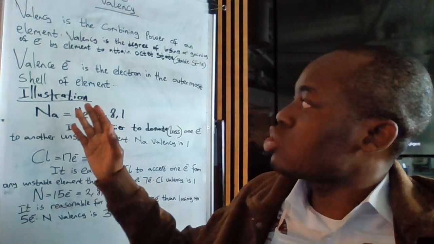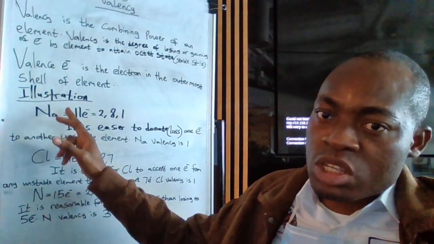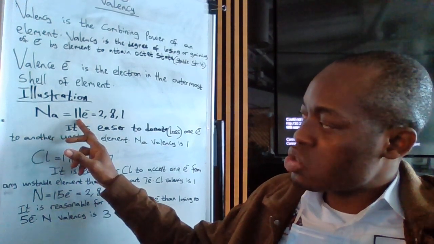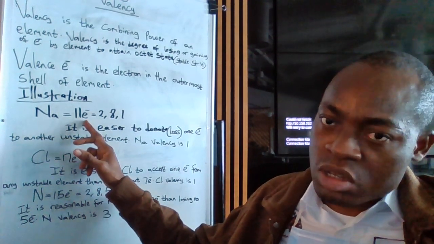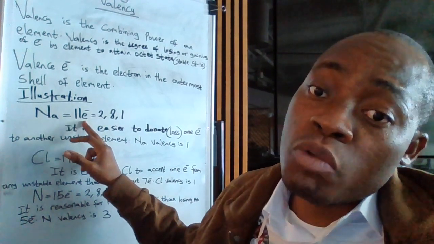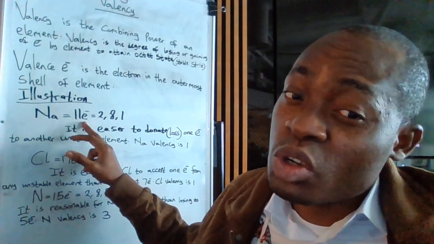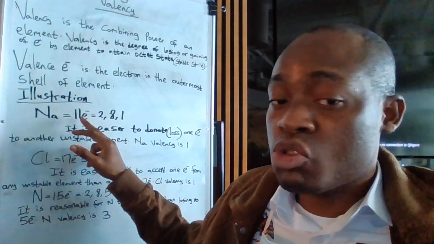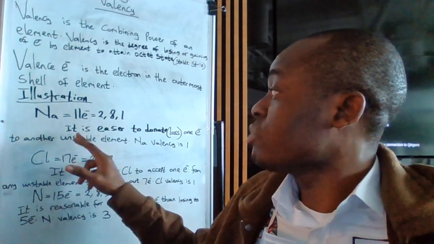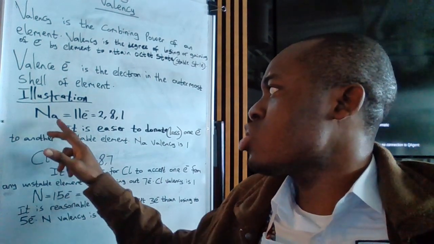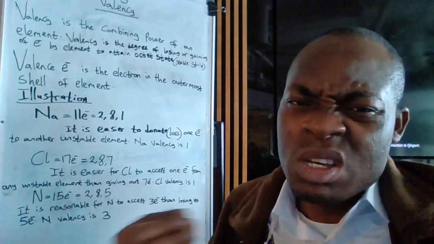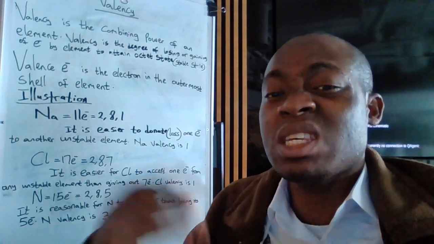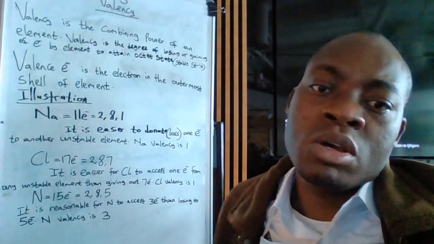We look at the illustration we have there. The illustration is sodium. Sodium has 11 electrons. That is the atomic number of sodium, which is the proton number, 11, and the electronic configuration is 2, 8, 1. So it is easier for sodium to lose one electron. It's more reasonable to lose one electron than to seek 7 electrons.